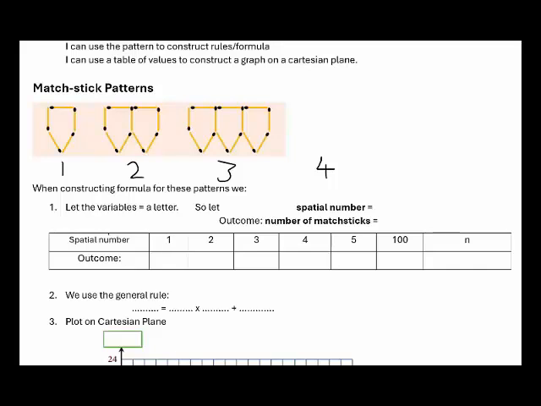So when we do algebra, we don't like writing out big lots of words. So what we do is we let whatever the thing is equal a letter, and that's what algebra is about. We call them pronumerals, but for simplification, it's just saying that this is a letter. So let the spatial number equal n for number, okay? And the number of matchsticks, so I'm just going to put that there as well. n needs to go there because that's what it's represented by. And the outcome number is m for matchsticks.